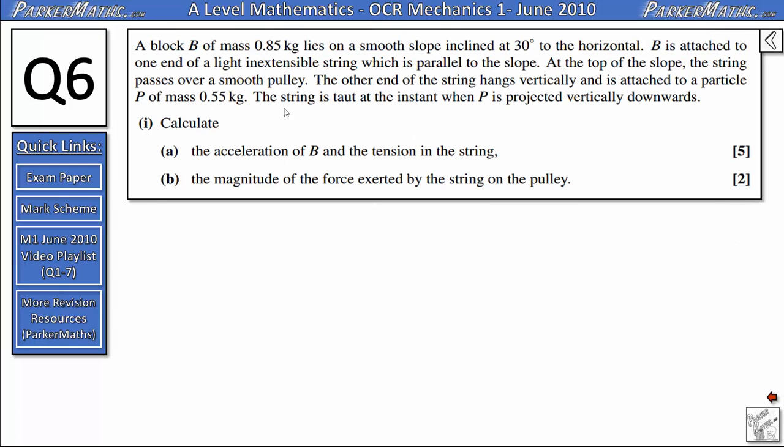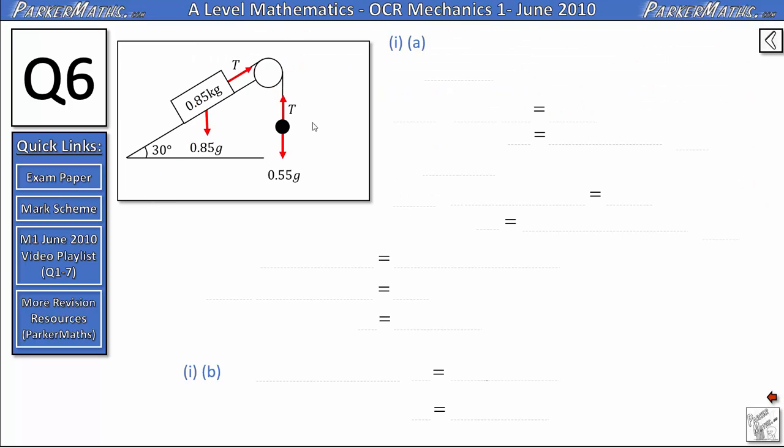The question also says that the string is taut at the instant when P is projected vertically downwards. That implies that it's going to accelerate downwards, so I'm going to put an acceleration over here, vertically downwards, and an acceleration up the slope for the block here. If it turns out that that's not the case and that it's sliding down the slope, then all that will happen is that our value for A would end up being negative, so it doesn't matter if we set this acceleration up in the wrong direction.